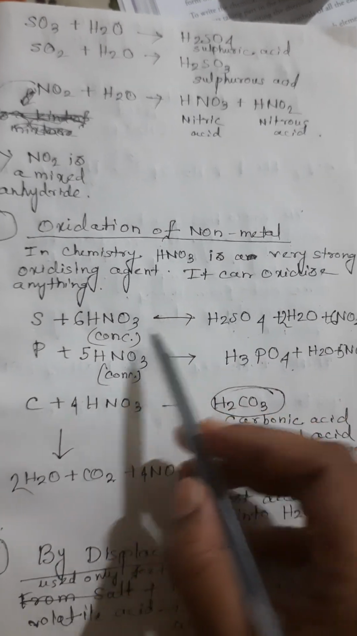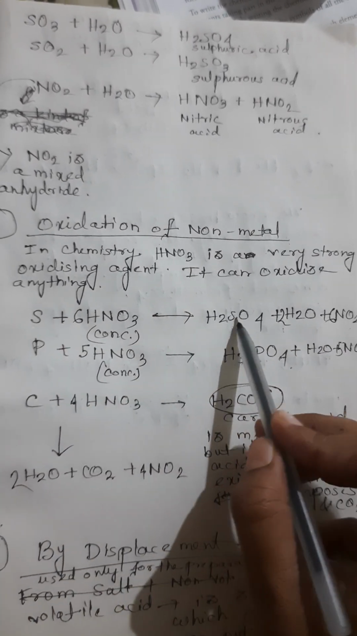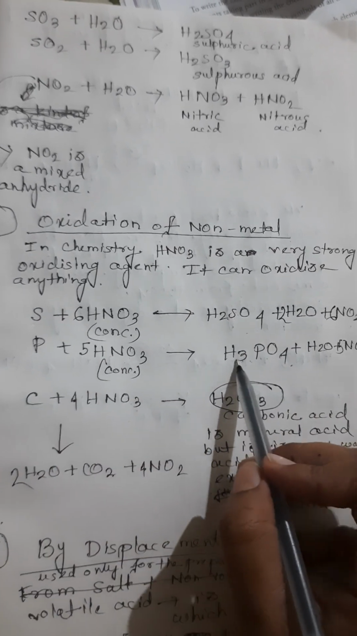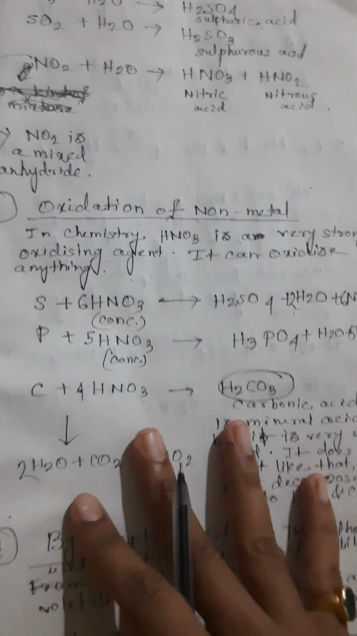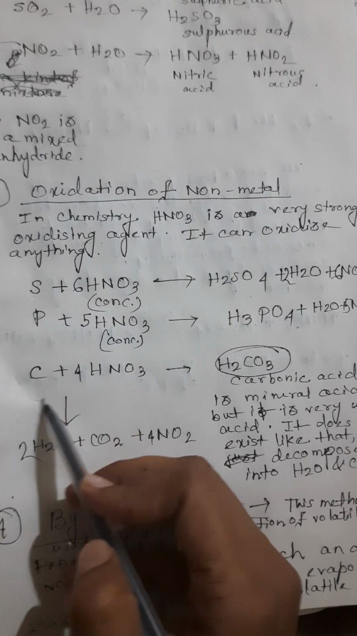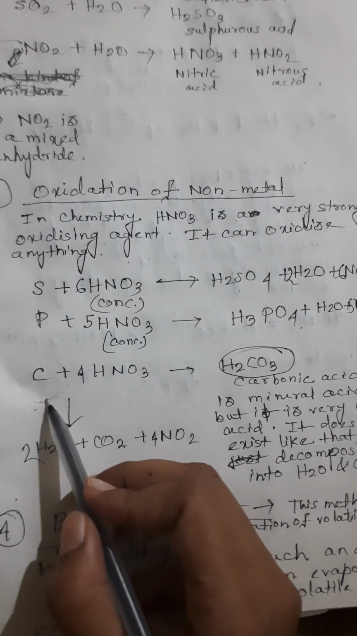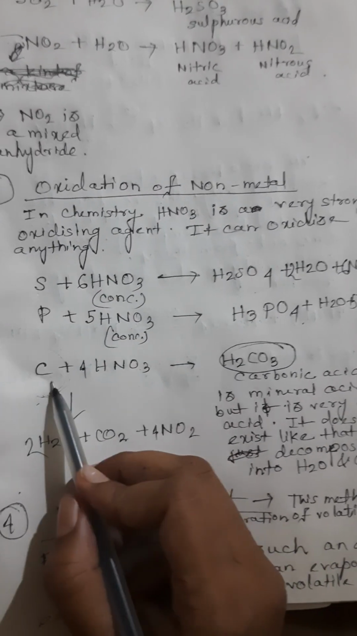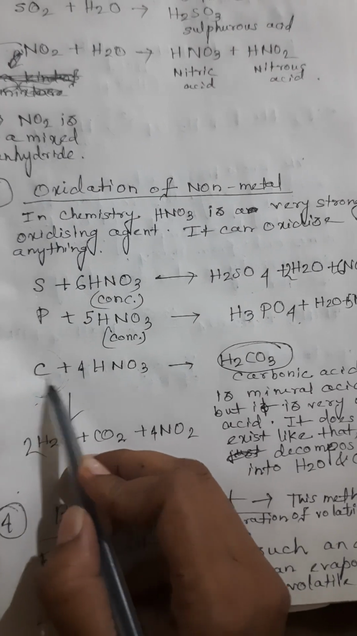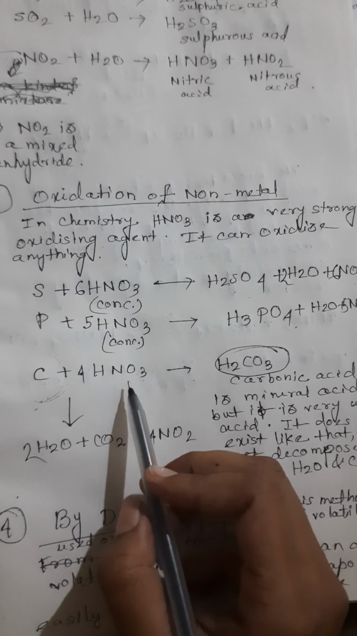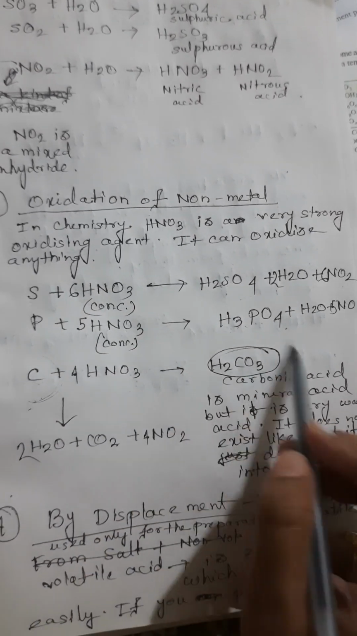In the case of sulfur we have got some sulfuric acid, and in the case of phosphorus we have got some phosphoric acid. Okay, but here, carbon: we all know carbon also acts as a non-metal. Now see what happens when carbon reacts with nitric acid. You are thinking we have got some carbonic acid.